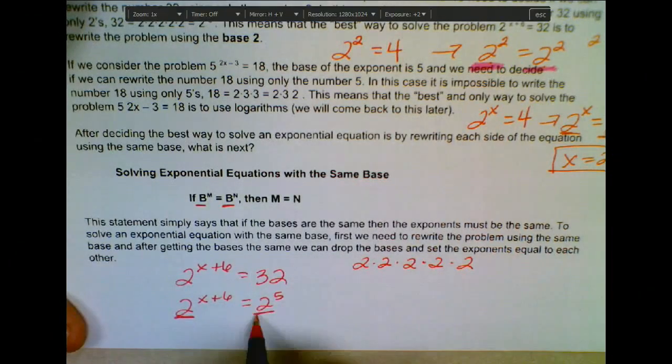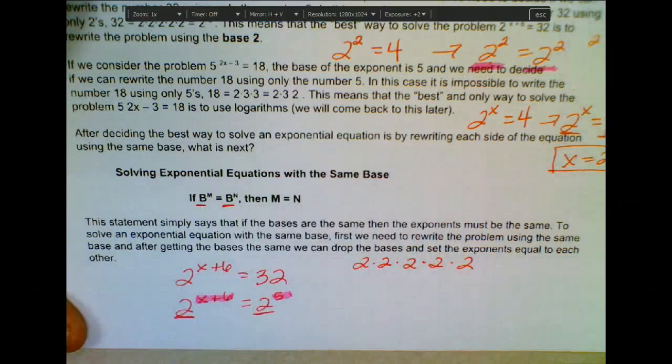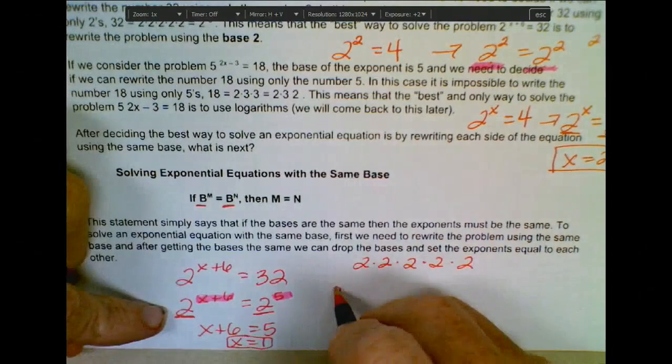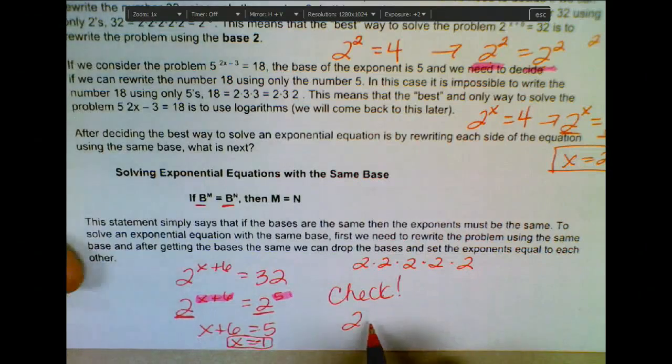Once I know I've got the same base, I also know that x plus 6 and 5 must have the same value. So I can set those equal to each other and solve. So x equals 1. Go back and check yourself. Let's double check our work. Okay. I'm sorry, that should be -1, shouldn't it? You're probably yelling at me over the computer. Okay. 2 to the -1 plus 6 equals 2 to the 5th. Well, what's -1 plus 6? 5 equals 2 to the 5th. Those are equal. It checks out.